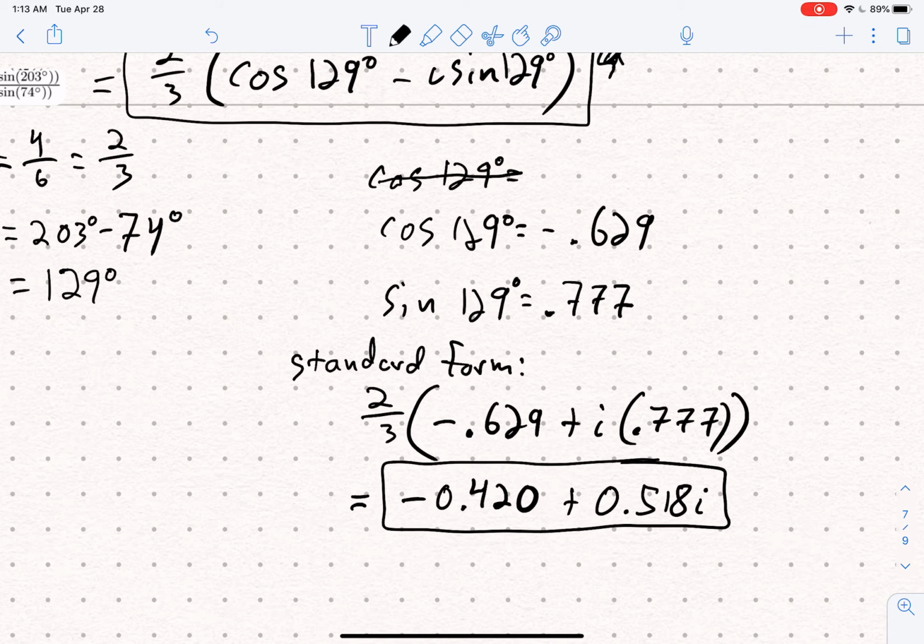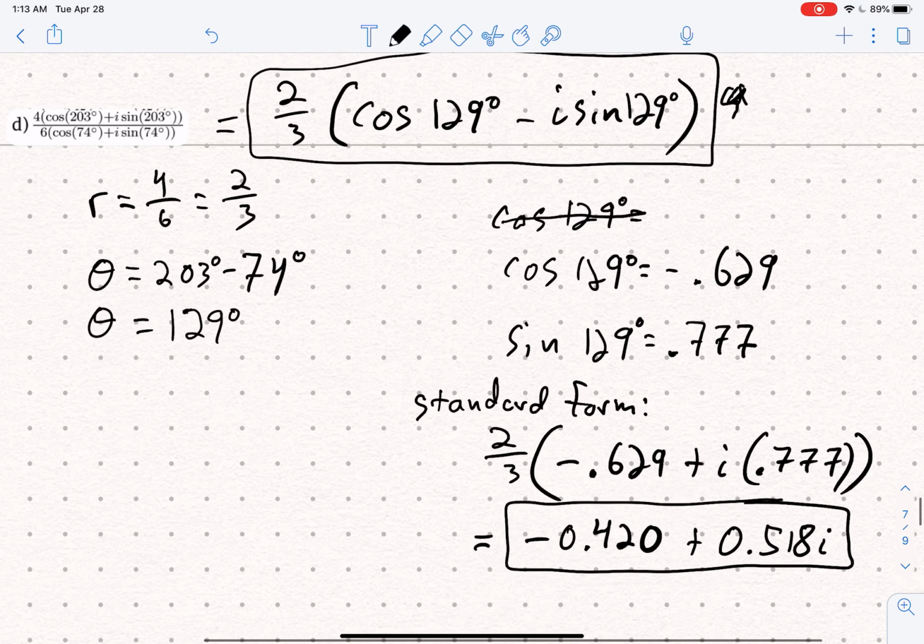Excellent. So when you divide this complex number, 4 times cosine 203 degrees plus i sine 203 degrees, by this one, 6 cosine 74 degrees plus i sine 74 degrees, the result is this complex number. You can write it either this way in polar coordinates or this way in standard coordinates. Okay, that's part D.